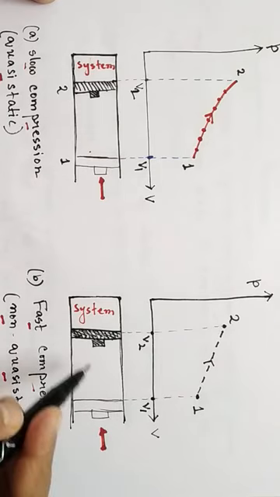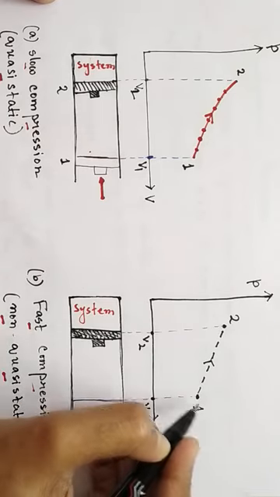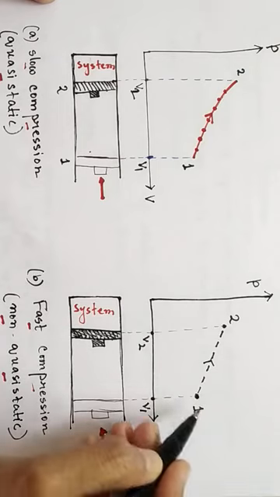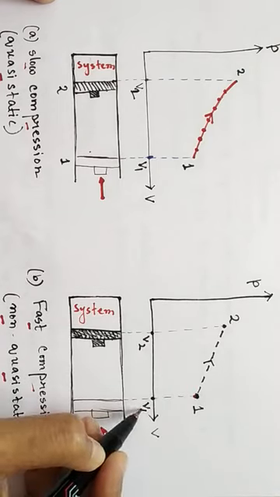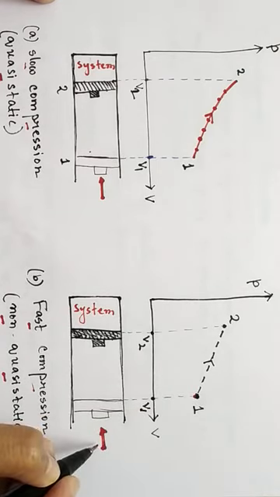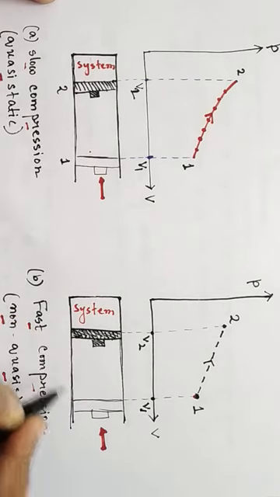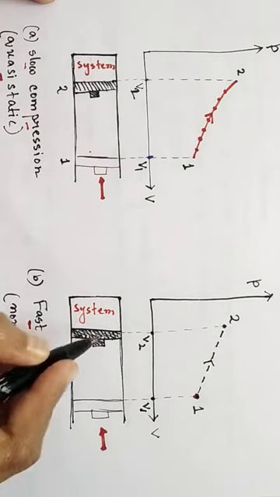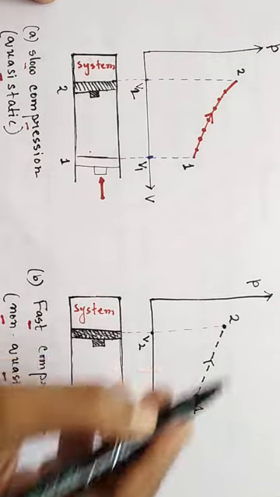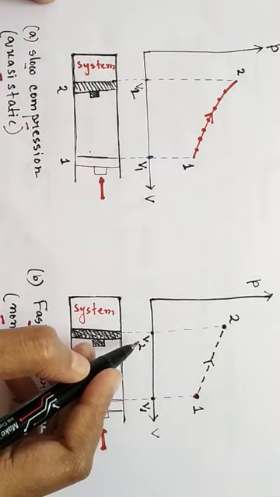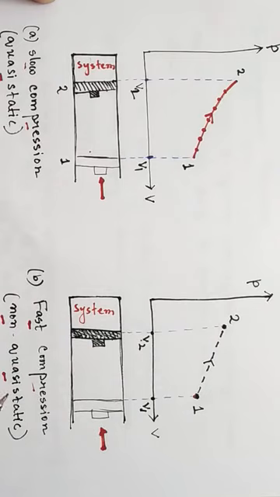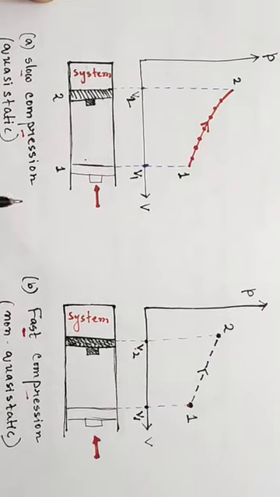Whereas if the compression is done very fast, suppose initially it was at state 1 with volume V1, then the piston is moved very fast so that the compression happens very quickly. Finally it will of course reach state 2 such that its volume becomes V2, and then it is called a non-quasi-static process.